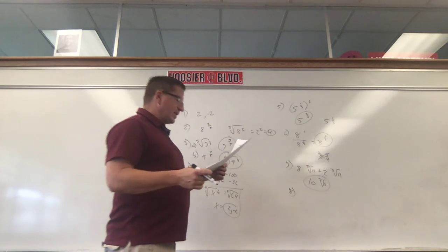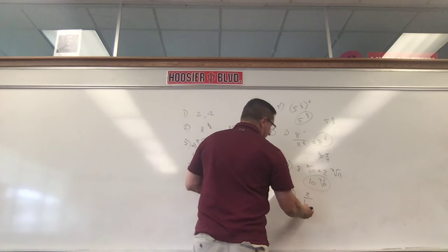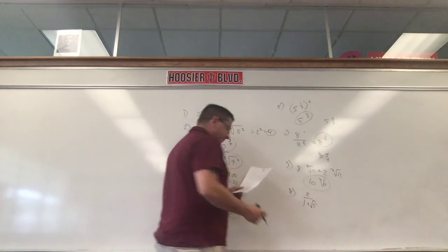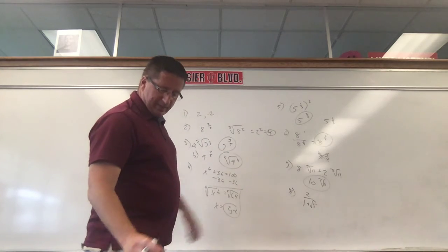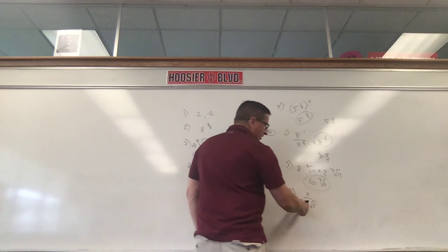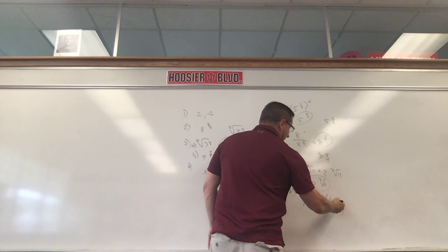Rewrite so the expression has no radicals in the denominator. This is one you might have forgotten how to do. 2 over 1 plus radical 5. Remember, you can't have that radical on the bottom, so we multiply the top and the bottom by the conjugate of the bottom. The conjugate of 1 plus radical 5 is 1 minus radical 5.